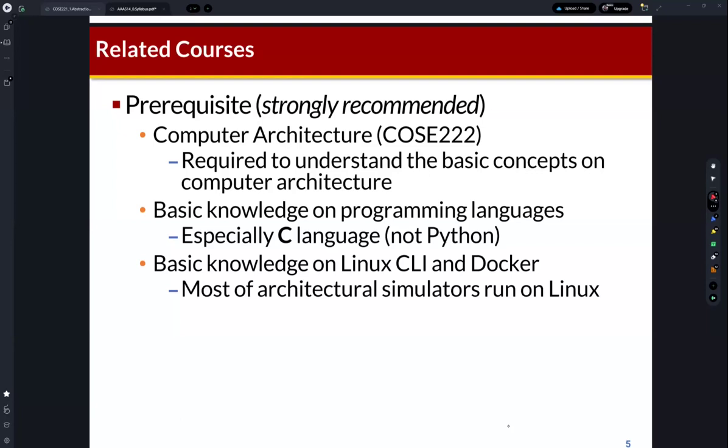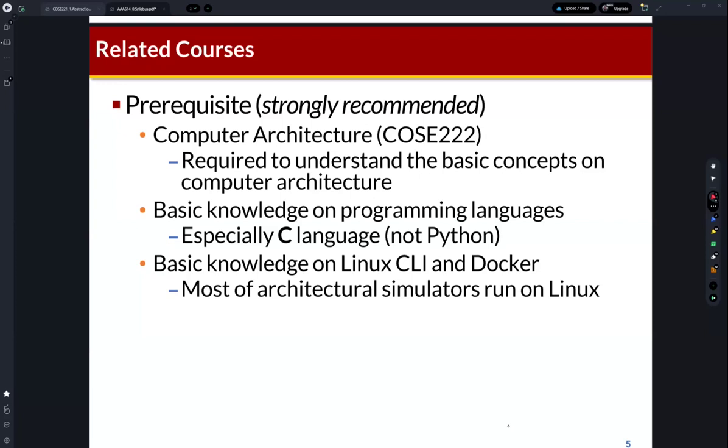So I expect most of you can understand the basic pipeline architecture covered by the undergraduate computer course. That's my expectation. So in the undergraduate computer architecture course, I cover the very detailed architecture of the in-order, actually the 5-stage in-order processor architecture. So you need to understand that also.